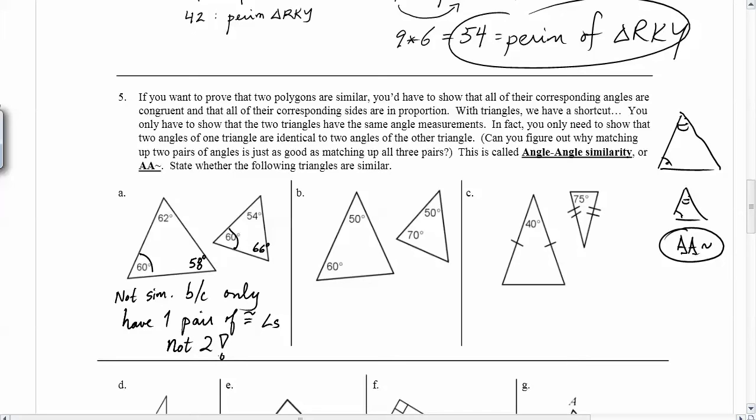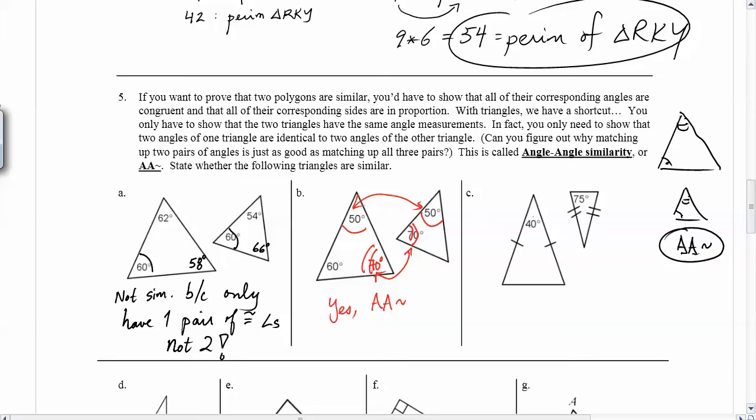Okay. If you look at the second one, well, the 50s already match up. And then if I add up the angles and try and get them to equal 180, then this one has to be 70 degrees. So now I know that the 70s match up. So you don't even need to bother solving for the third one, but if you did, it'd be 60. But you already have one pair of angles here and one pair of angles there. So yes, they're similar because of AA similarity.